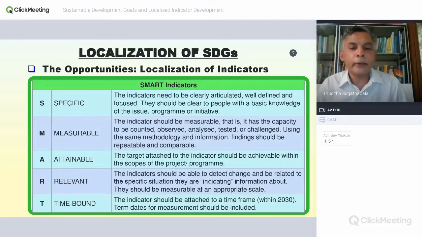Just to wind up, I indicated some of the areas we looked at when setting targets and indicators. This is applicable both to targets and indicators when localizing. One is what we call SMART indicators, so even SMART targets. It should be specific. When we talk about a particular area, we have to be very specific on that, so that the definition is well set.